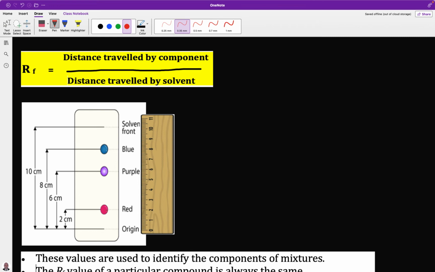the component that has a red color will be what? The distance traveled by red, which is 2 centimeters, divided by the distance traveled by the solvent. The distance traveled by the solvent is 10 centimeters. So the RF value for red will be 2 centimeters divided by 10 centimeters. When we have the value, we go to the book of data where the RF values are there, and we refer. From there, we will know the component that has that value.